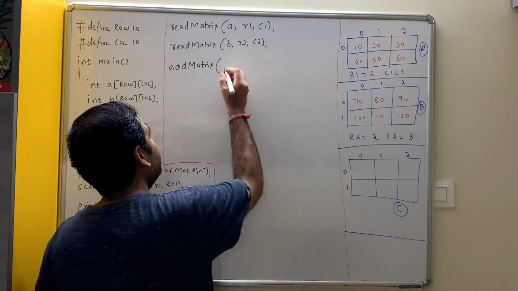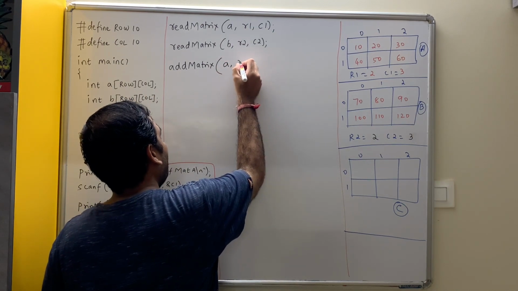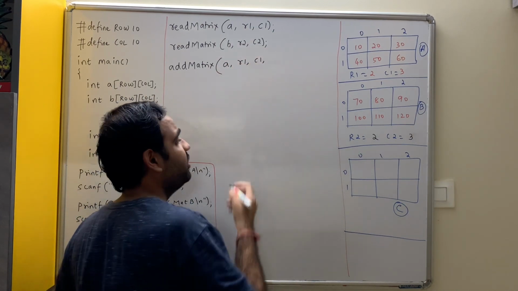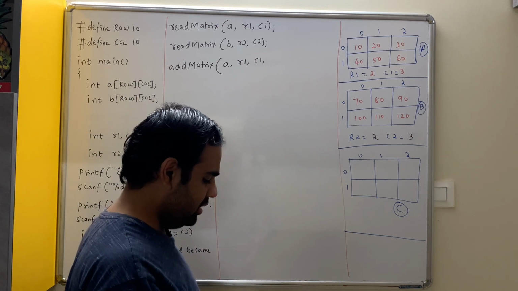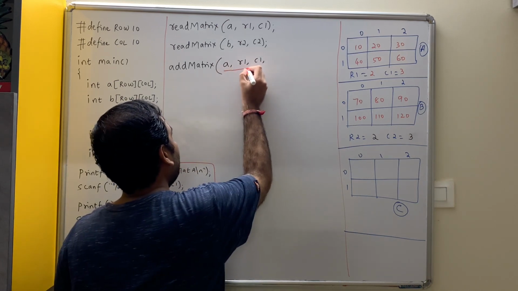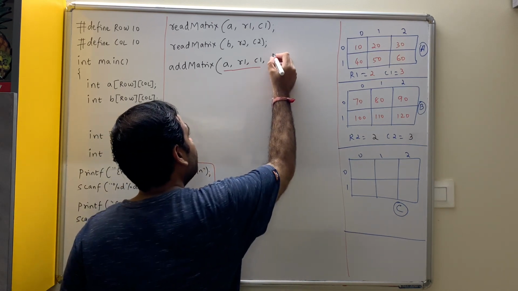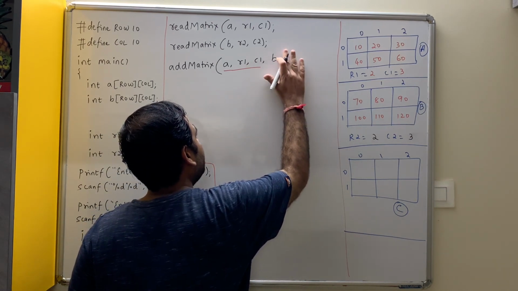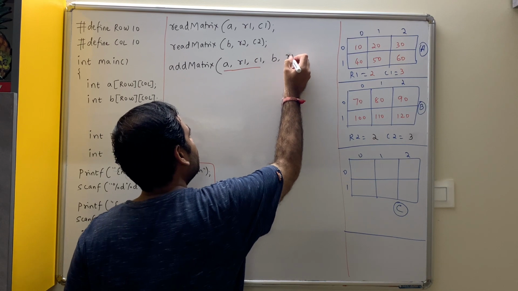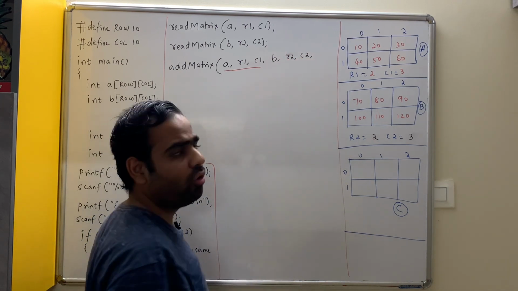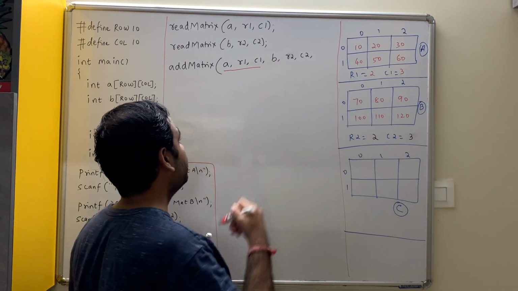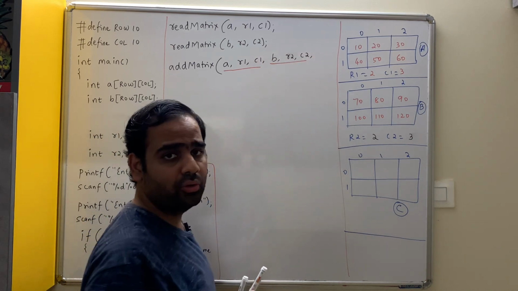Which are the two matrices I want to add? A of order R1 cross C1. Again, this is the matrix A of order R1 cross C1. Next, you want to add it with matrix B of order R2 cross C2. Now this is matrix B of order R2 cross C2.